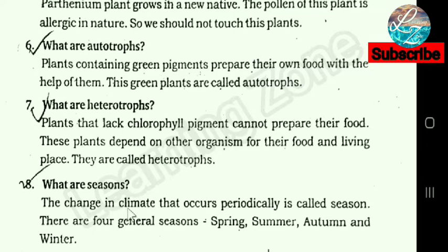What are seasons? The change in climate that occurs periodically is called season. There are 4 general seasons: spring, summer, autumn and winter.